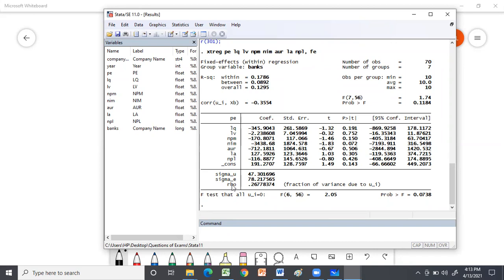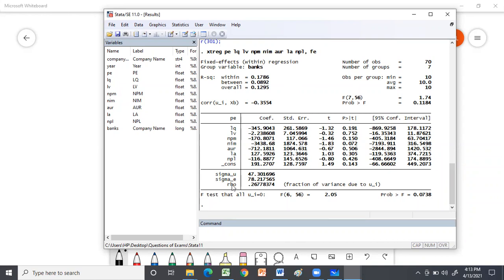It means that the correlation of a given cross section, that means correlation of a specific bank, say there are 7 banks, so the correlation of a specific given cross section means correlation of a given bank between the error terms of 2 points of time.